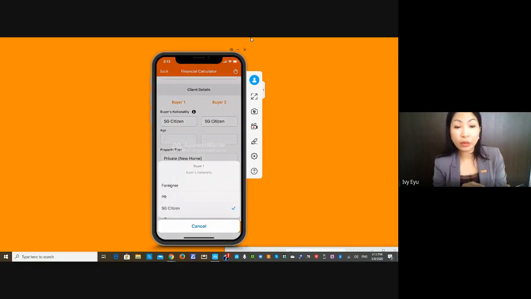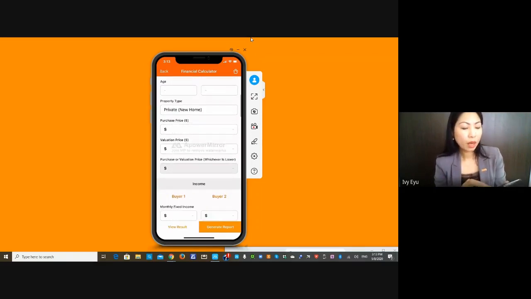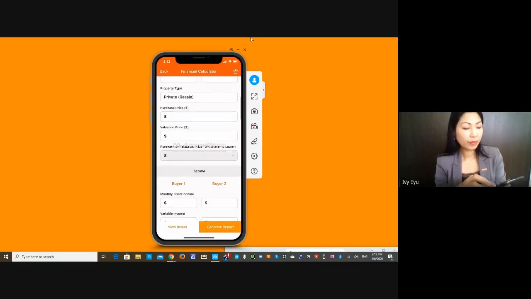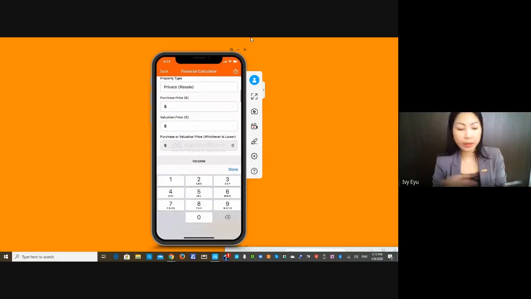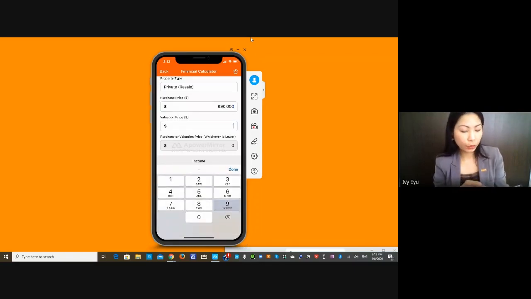So over here, we can also select their citizenship, PR. Now this is a very important step because this will make a difference to the later on calculation on the stamp duty. So they are buying a private resale. So the purchase price is 990,000. I will assume we buy at value.